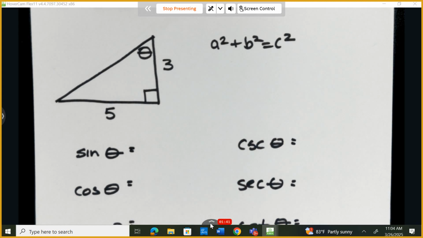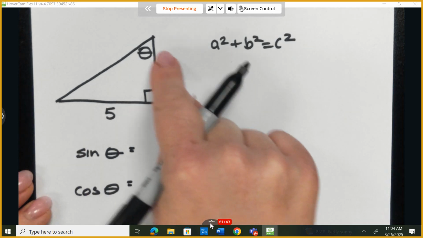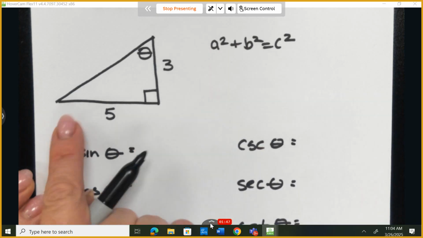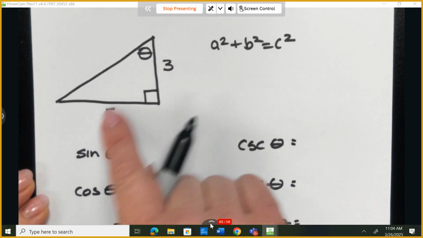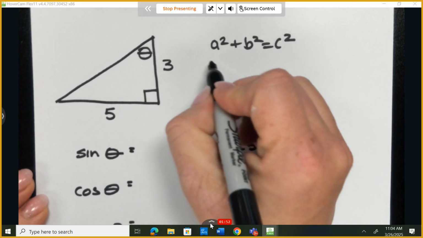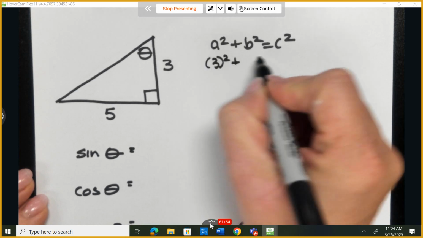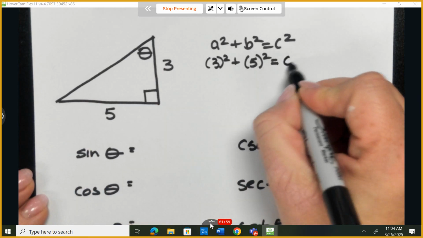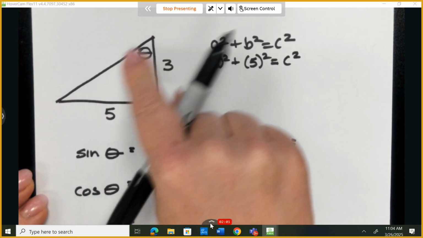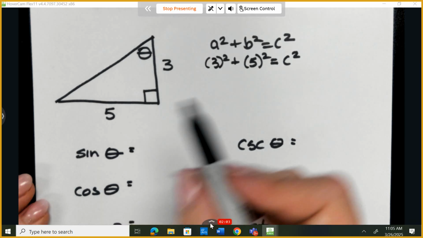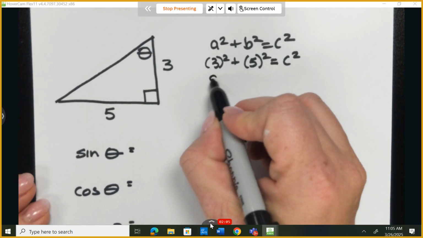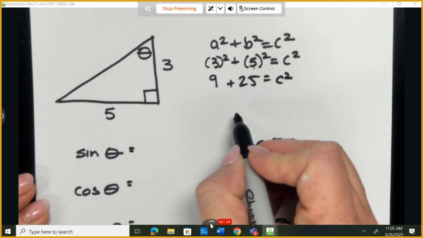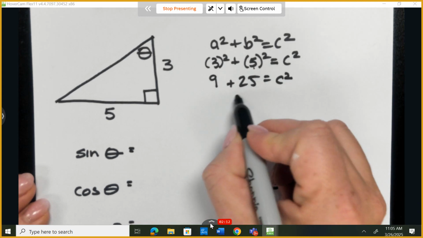And we can use it to determine any side of a right triangle when you have two of the three sides. The A and the B are always the legs. So A can either be 3 or A in this case can be 5. Totally up to you. So 3 squared plus 5 squared equals, and we're going to call this length C, C squared. And so I want to figure out what is this longest side known as the hypotenuse. 3 squared, 3 times 3 is 9, 5 times 5 is 25, and 9 plus 25 is 34.